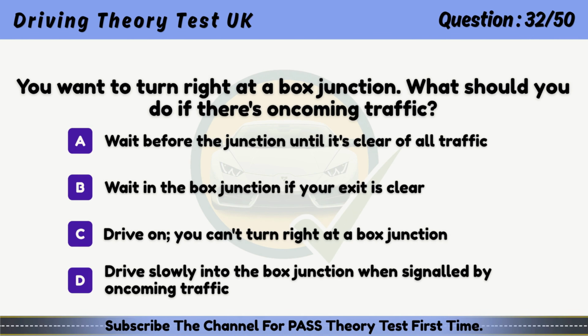Question 32. You want to turn right at a box junction. What should you do if there's oncoming traffic? Option A. Wait before the junction until it's clear of all traffic. B. Wait in the box junction if your exit is clear. C. Drive on. You can't turn right at a box junction. D. Drive slowly into the box junction when signaled by oncoming traffic.